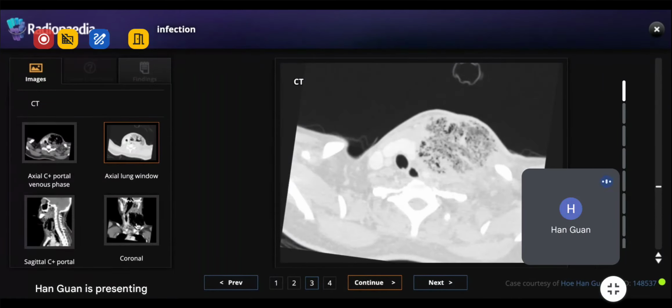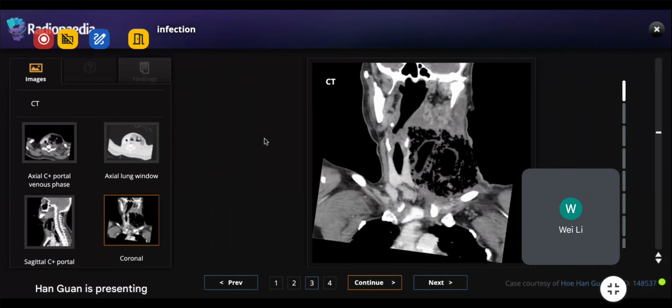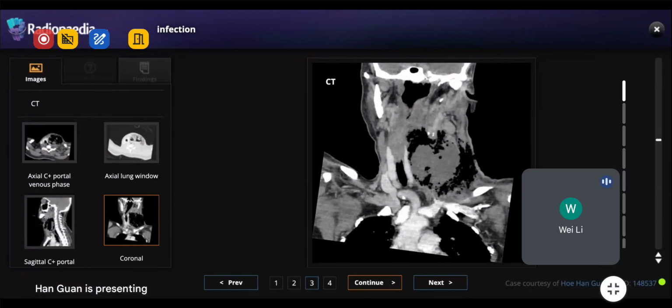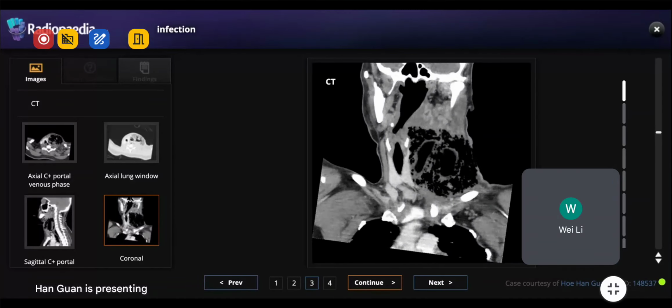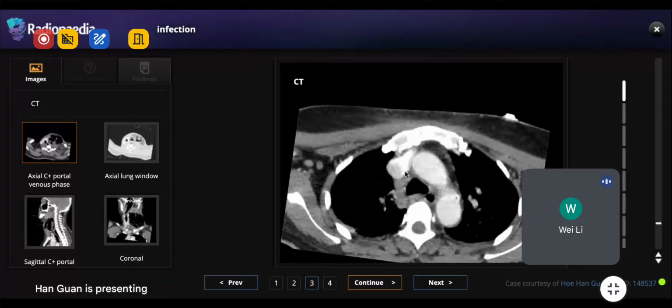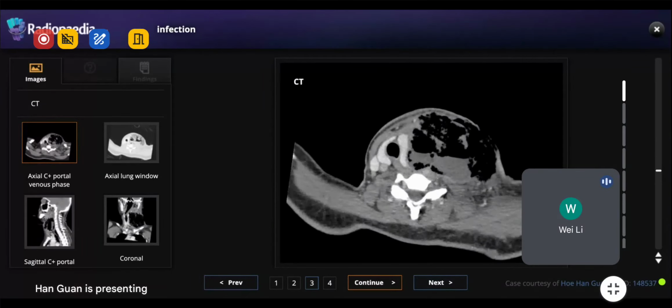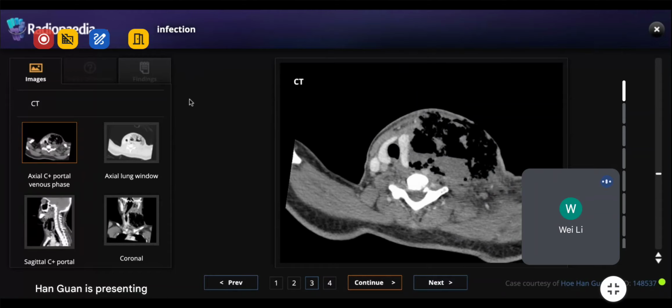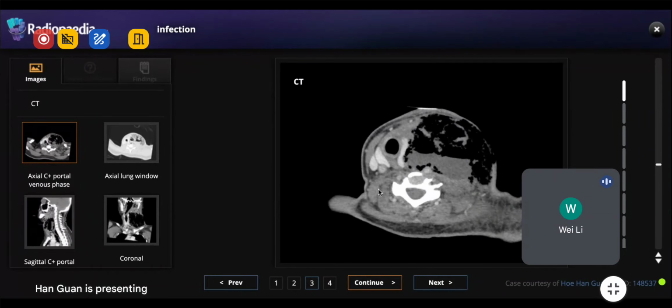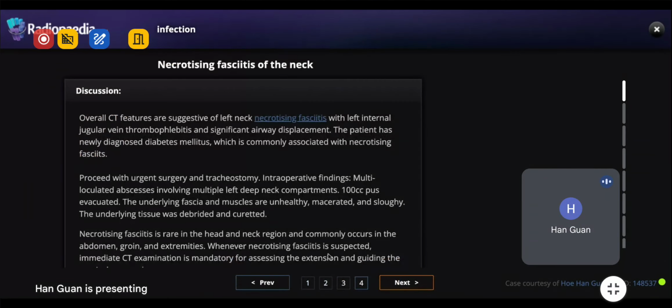So overall finding, what is the diagnosis? Overall, I think this is a left neck abscess secondary to gas forming organisms that is causing severe airway compromise and vascular thrombosis. Okay. So this is a case of necrotizing fasciitis of the neck.